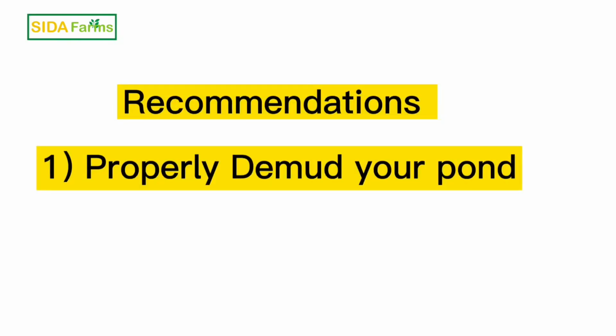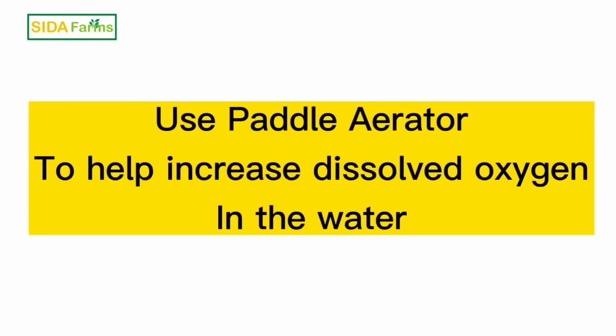In order to treat this, you have to make sure your pond is properly demudded. That means you remove the mud at the base of your pond. So you drain out the water to a certain level and then you demud it. And then also you can make use of what? Aerator. Make sure that you always change your water. Make sure that the water is not dirty, because when it's too dirty, it tends to reduce the level of dissolved oxygen in the water.